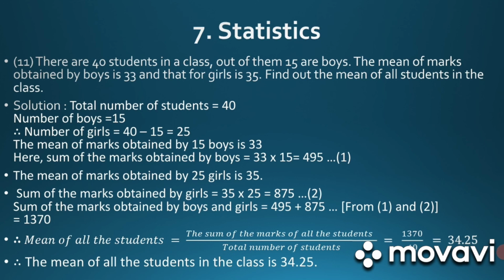Therefore, the mean of all the students is equal to the sum of the marks of all the students upon the total number of students, which is equal to 1370 divided by 40, and that is equal to 34.25. Therefore, the mean of all the students in the class is 34.25.